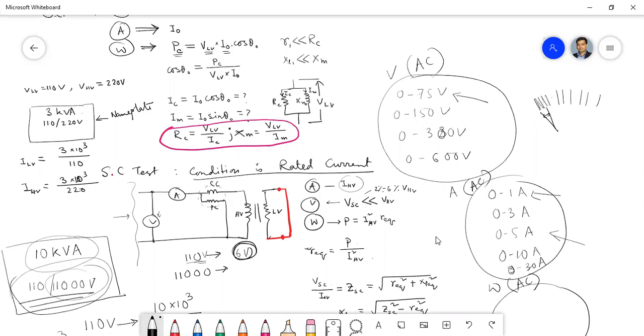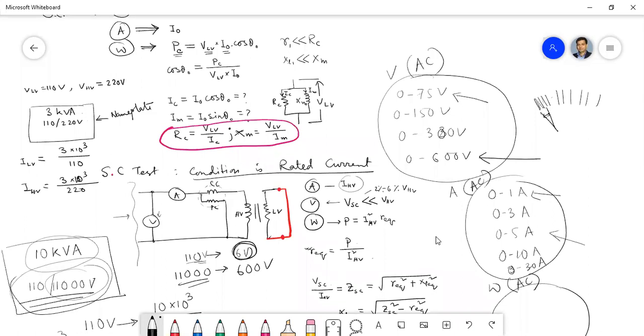But if we select 11,000 volt, what is 6% of that? That is 600 volt, isn't it? So that voltmeter is available, and you can use the total range, 0 to 600 volts.